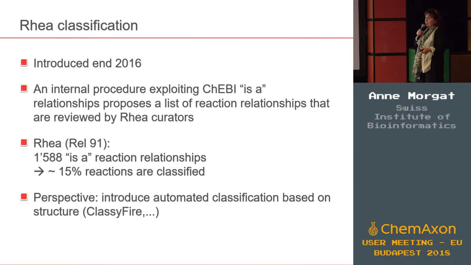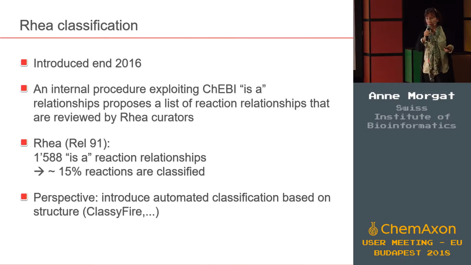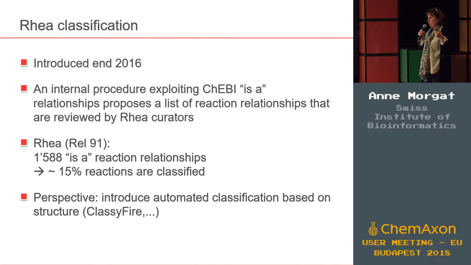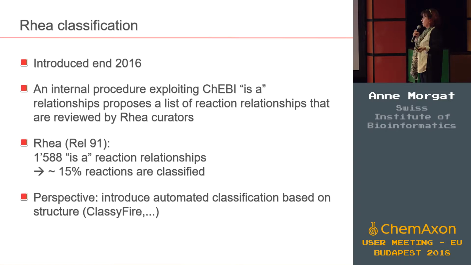This classification has been introduced in 2016. We have an internal procedure that exploits KB relationships and proposes a list of reaction relationships to the RIA curator. The RIA curator will review this list before introduction into the RIA database. Today, around 15% of our reactions are classified. In the future, in our to-do list, we would like to introduce automated classification based on the structure. This is something we are working on.